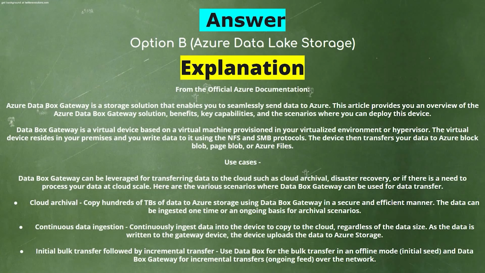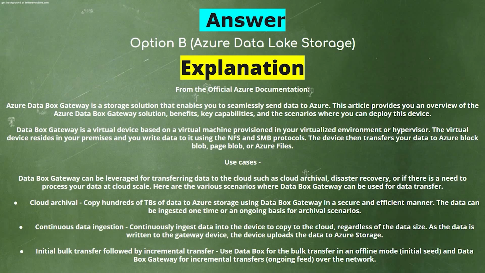From the official Azure documentation, Azure Data Box Gateway is a storage solution that enables you to seamlessly send data to Azure. This article provides you an overview of the Azure Data Box Gateway solution benefits, key capabilities, and the scenarios where you can deploy this device. Data Box Gateway is a virtual device based on a virtual machine provisioned in your virtualized environment or hypervisor. The virtual device resides in your premises and you write data to it using the NFS and SMB protocols. The device then transfers your data to Azure blob, page blob, or Azure files.